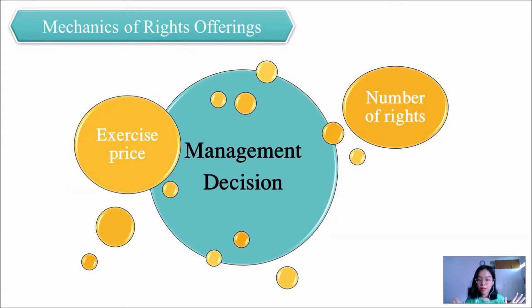In the company, the management of the firm must decide two things. The first one is the exercise price, that is the price the shareholder must pay for the new share. And the second decision is about the number of rights, that is how many rights will be required to purchase one new share of stock.